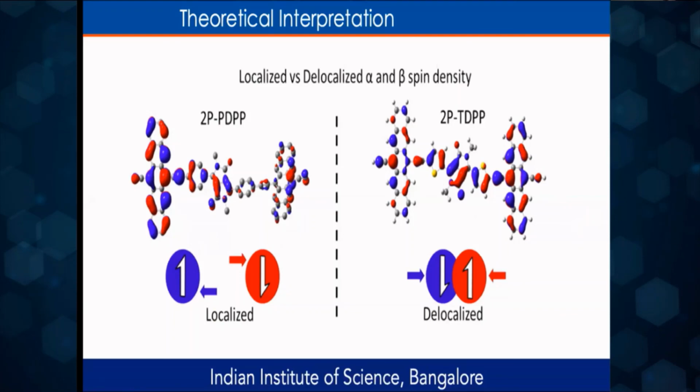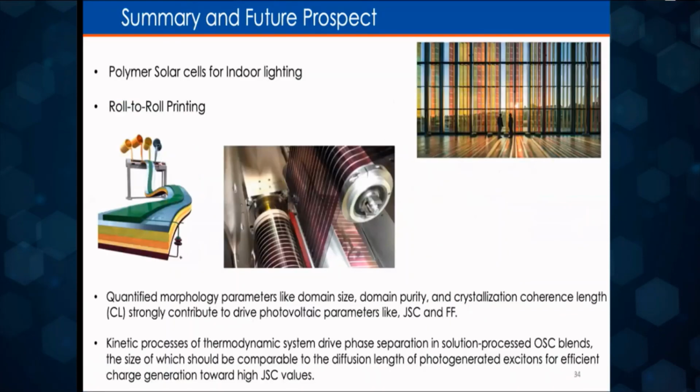I think I'm already running out of time. What are my own views on this entire field of molecular electronics? Polymer solar cells are indeed going to make a big way into indoor lighting because they are good light absorbing materials. Roll-to-roll printing is very exciting. People are looking forward to how we are going to print solar cells. But there are many questions here. I will not read out all of them, but many fundamental questions need to be addressed before we look forward to commercializing this technology at large scale.